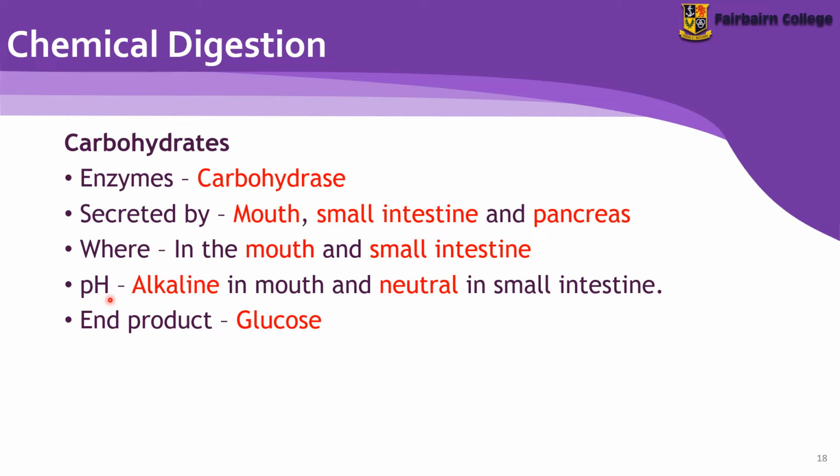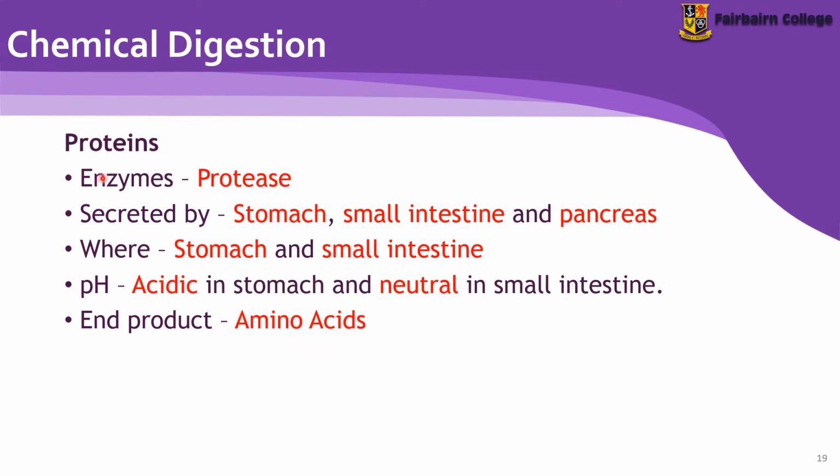As you know, enzymes work best at a very narrow pH level. So as a result, the pH levels within these different areas of the body need to be controlled within those very narrow margins, so as to ensure the optimal functioning of these enzymes. The optimal pH for the carbohydrase in the mouth is an alkaline pH, whereas the optimal pH for the enzymes within the small intestine is a neutral pH. The end product of all of this chemical digestion of carbohydrates is glucose, which is a nutrient that can be absorbed into the blood and is required by our cells for processes like respiration.